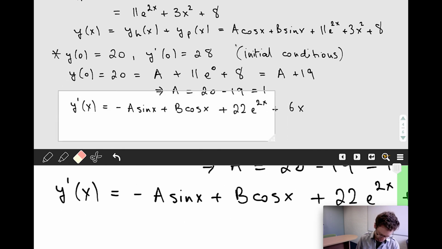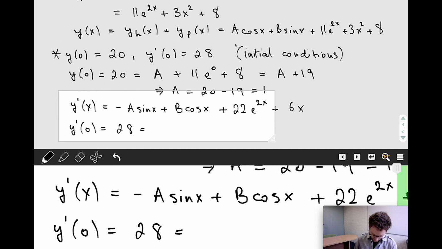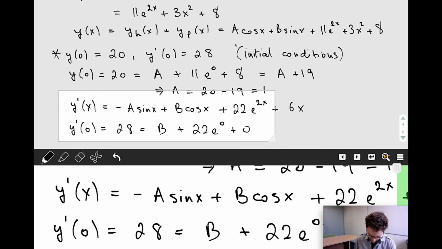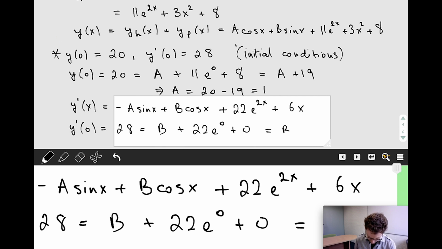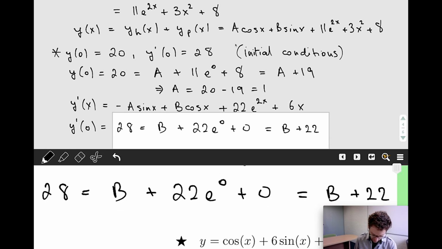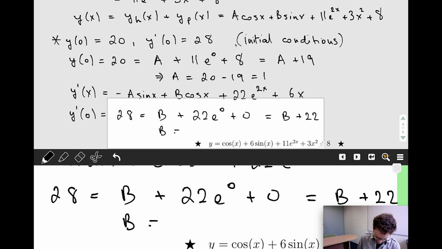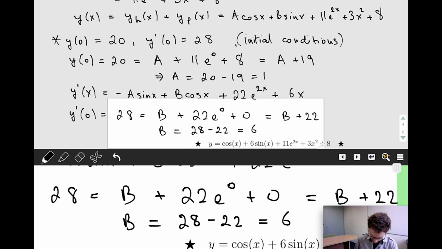Let's now put x equals 0 into this and use the initial conditions. So we have y prime at 0 is equal to 28, we're told. Putting in x equals 0 in here is going to give me minus a times sine of 0, which is 0, plus b times cosine of 0, so that's b, plus 22 e to the 0, plus 6 times 0, which is 0. So I get b plus 22 is equal to 28. So that means that b is equal to 28 minus 22, which is equal to 6.